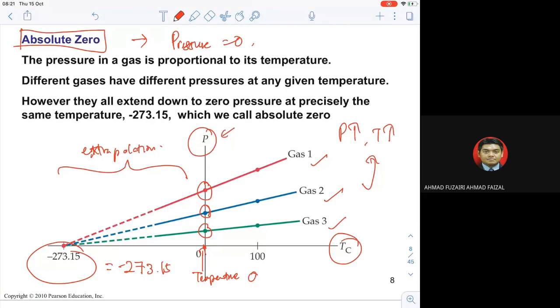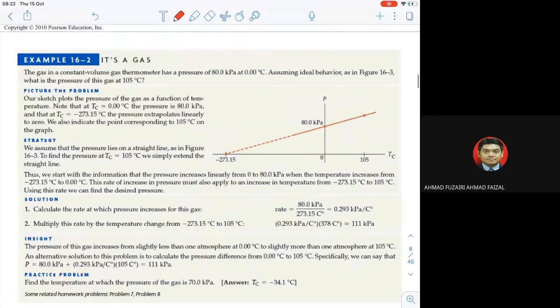Okay, they extrapolate the graph until it reaches one point that is equivalent to negative 273.15 degrees Celsius. So this is where the pressure will be zero. So what happened when the pressure is zero? That is equivalent to the absolute zero.